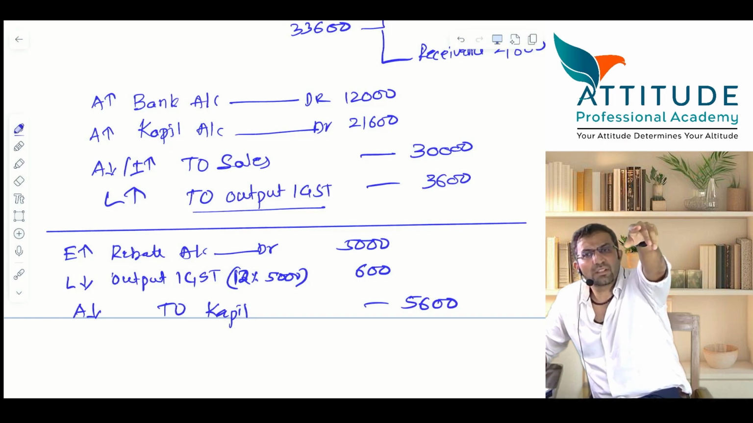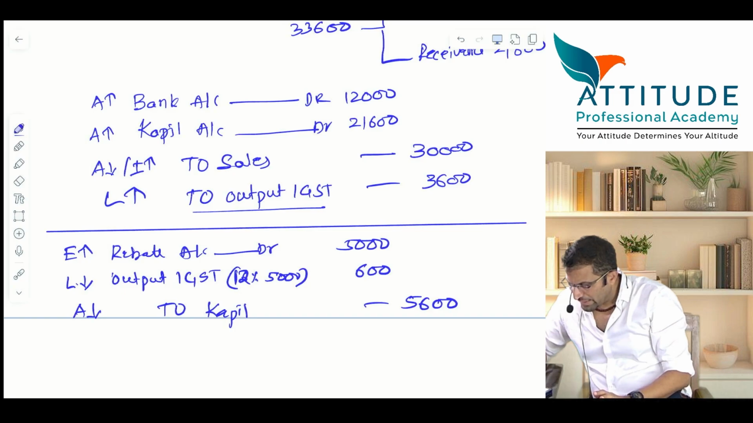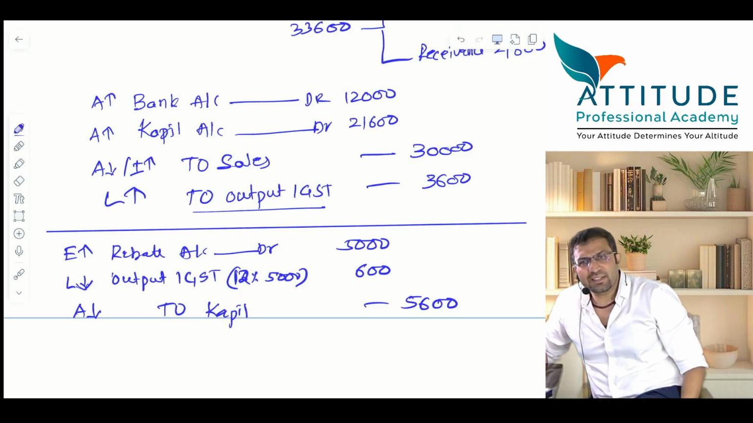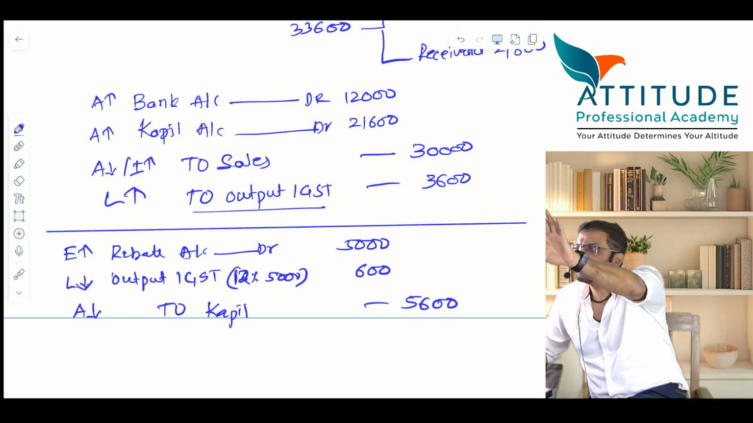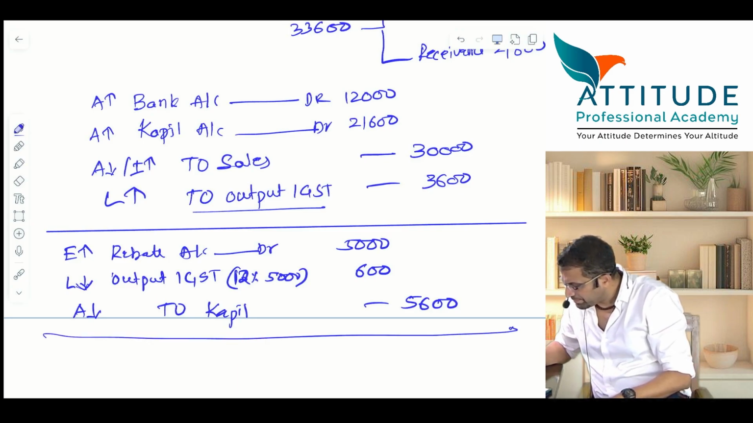Understood? 5,000 you are giving me a rebate, for you it is an expense. You are saying, okay, then my liability also reduces, output GST. Then you are saying, my asset also reduces. Debtors balance reduces. Is that clear? Any difficulty?